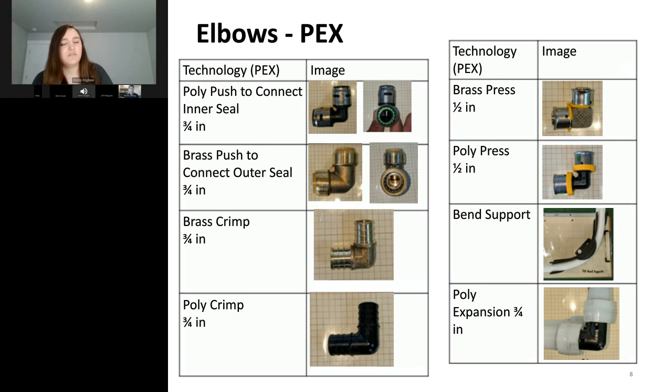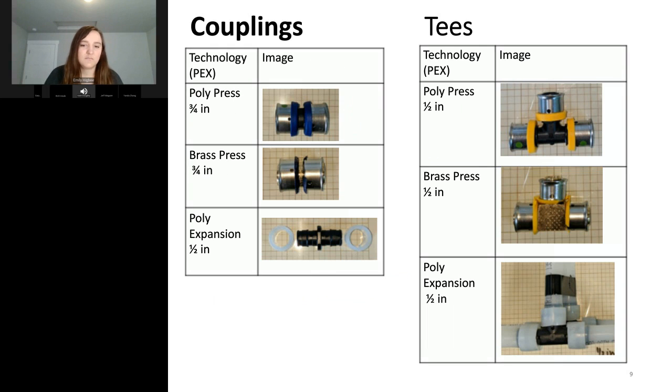For PEX, there's a lot of variation in materials that you can get. So this is just showing some of the different materials and technologies of how they connect. Some are push to connect, some fit on the outside, some seal on the outside, some seal on the inside, some crimp. And there's also bend supports too, where you're bending the PEX pipe. And as you can see, we got some internal pictures here, but the inside diameter varies a lot too. So, how does that affect the pressure drop that we're seeing? And then we're also testing couplings and tees. This is the same technologies for the PEX here.